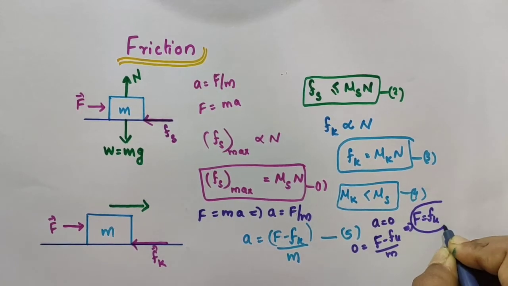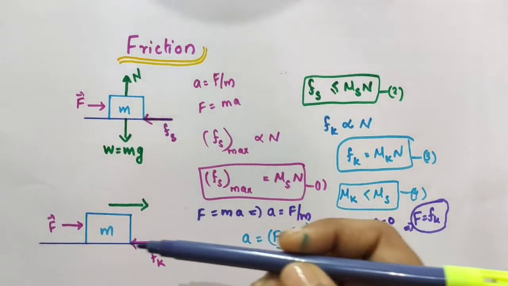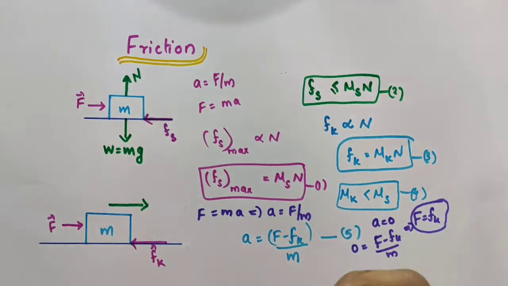That is, when the body is moving with constant velocity, that is, 0 acceleration, the external force acting on the body and the kinetic frictional force, which opposes the relative motion, are equal in magnitude and obviously opposite in direction. That doesn't mean the body is at rest. The body can be in uniform motion too. That is the situation here. The body is in uniform motion.